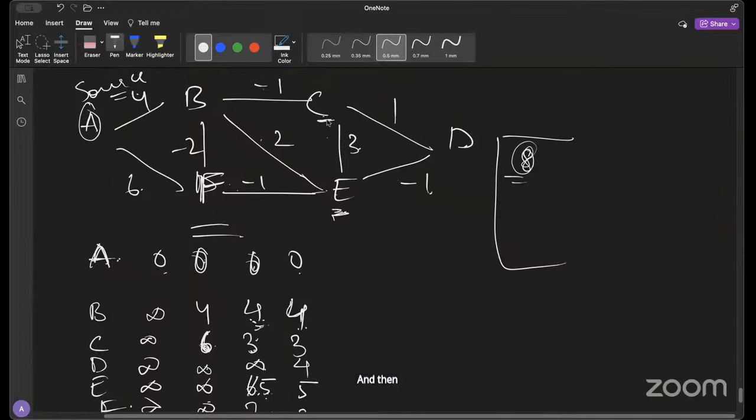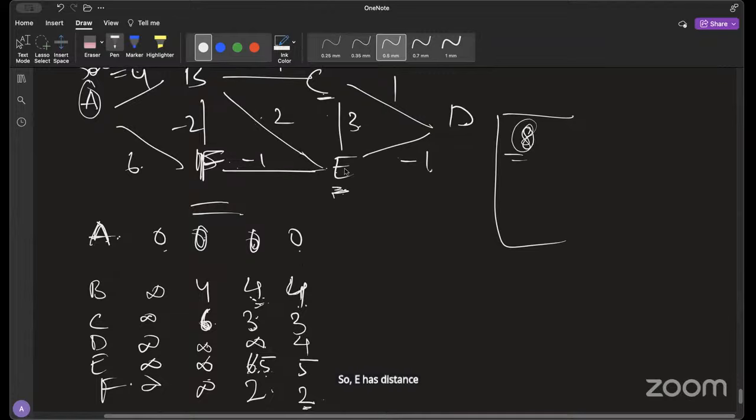And then from E you can go to C. So E has distance 5 and this is 3. So this is going to be 8, but at C you already have 3. You have a better distance here, so you don't update it. And then in the next one you have D, right?